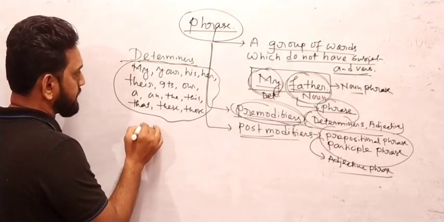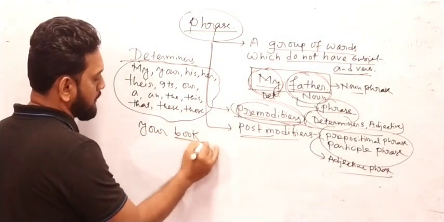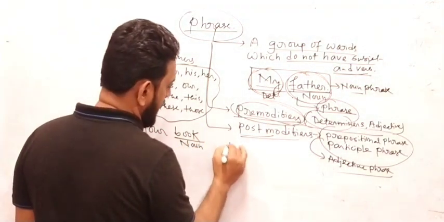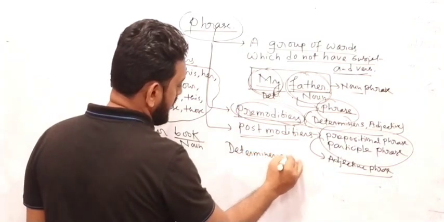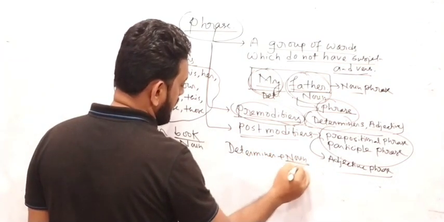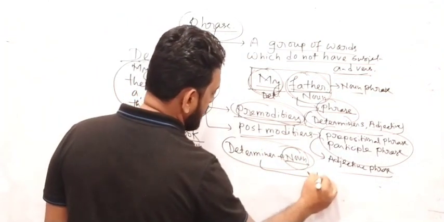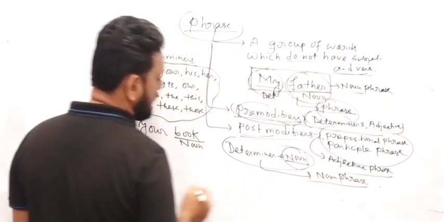Let me write something for you. If I write your book, here book is a noun. Always remember that after a determiner we need to use a noun, and determiner plus noun always make a noun phrase. It should always be a noun phrase.